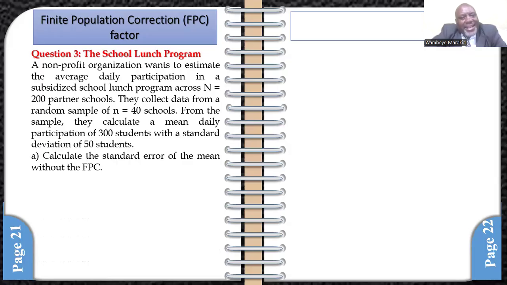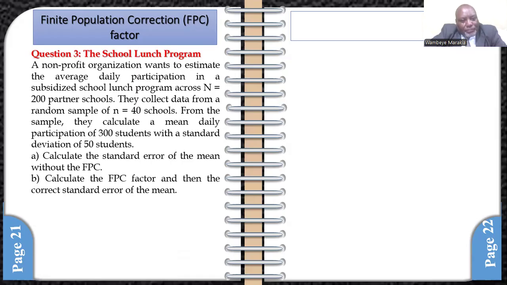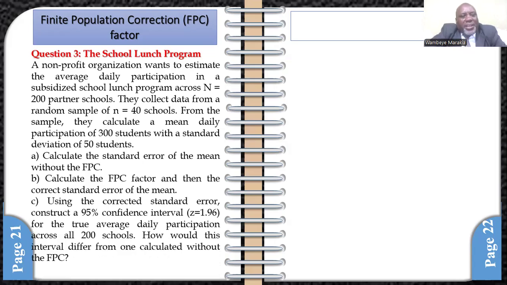Calculate the standard error of the mean without the finite population correction. Calculate the finite population correction factor and then correct the standard error of the mean. Using the corrected standard error, construct a 95% confidence interval for the true average daily participation across all the 200 schools. How will this interval differ from one calculated without finite population correction?